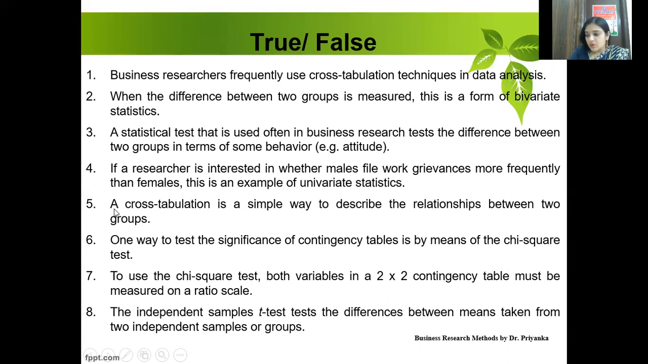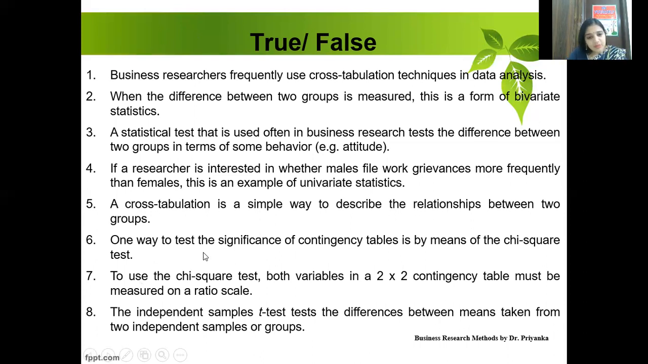Fifth is, a cross tabulation is a simple way to describe the relationships between two groups. Is it? Cross tabulation is a simple way to describe relationships between two groups. That's 100% true, and we use it most in our business research, basically. When we talk about business research, organizations, people in management, students of MBA, students of BBA, yes, this is the most widely used technique to describe the relationship between two groups. So this is true.